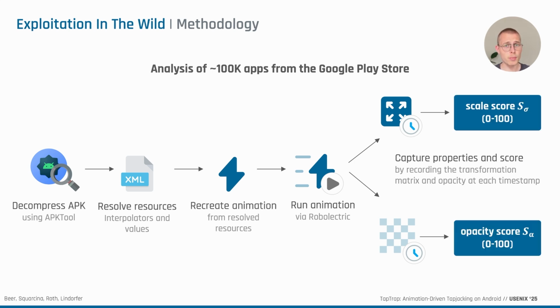We then used these properties to calculate two scores, a scale score and an opacity score. Both scores range from 0 to 100, and they quantify the potential of an animation to be abusable by TapTrap. So that means that if we have an animation that has a very low opacity over a very long time, we would assign this animation a very high opacity score.